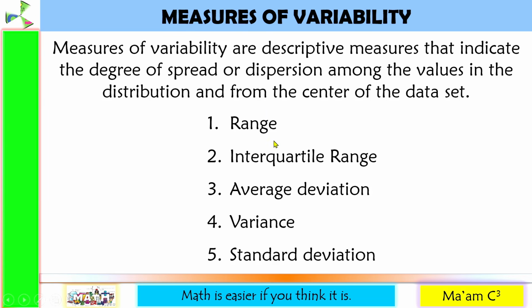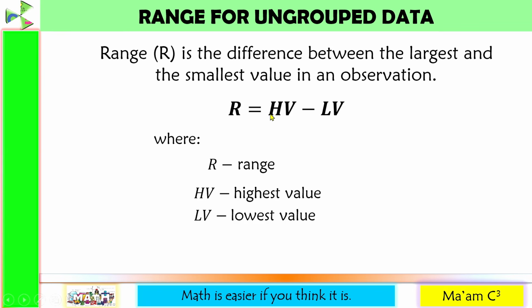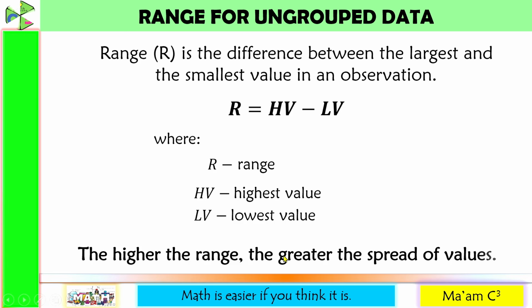Let us start with the first one, the range, denoted by capital letter R. It is the difference between the largest and the smallest value in an observation. The formula is R is equal to HV minus LV, where R is the range, HV is the highest value, and LV is the lowest value. How do we interpret this? The higher the range, the greater the spread of values.